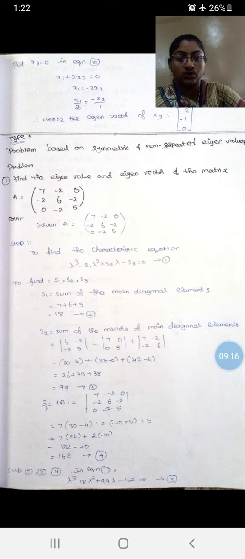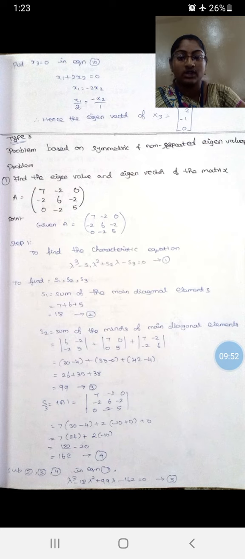Next, S2 is the sum of the minors of the main diagonal elements. The first main diagonal element is 7. The minor of 7 is 6, minus 2, minus 2, 5. The minor of the second diagonal element 6 is 7, 0, 0, 5. And the minor of the third diagonal element, that is 5, is 7, minus 2, minus 2, 6. While solving this, I get the value of S2, that is 99. S3 is the determinant of the given matrix. Taking the determinant, we get the value 162.